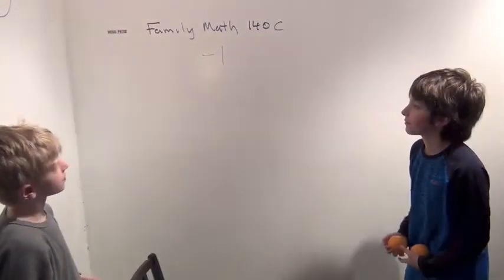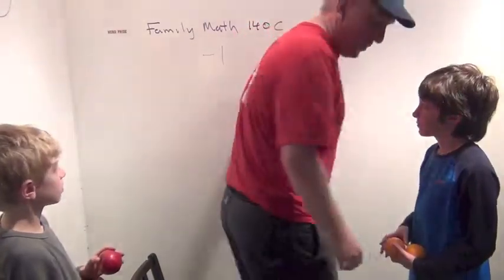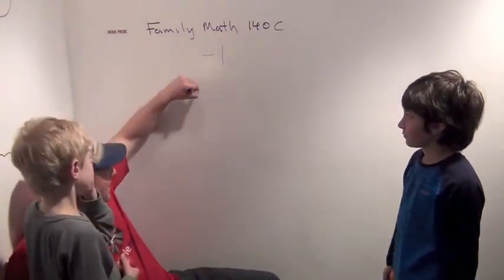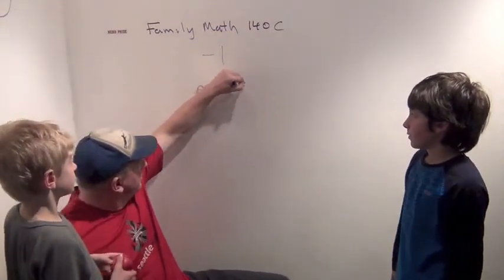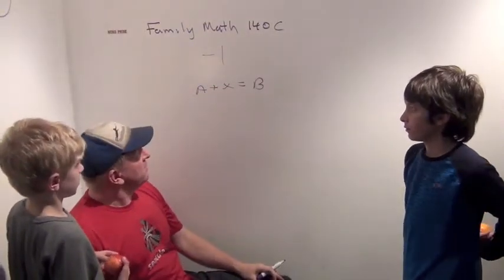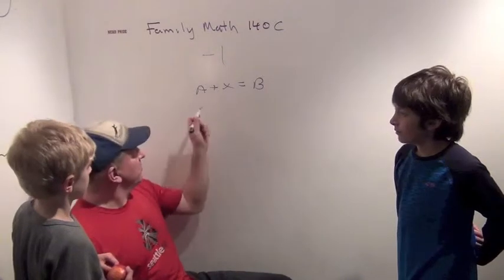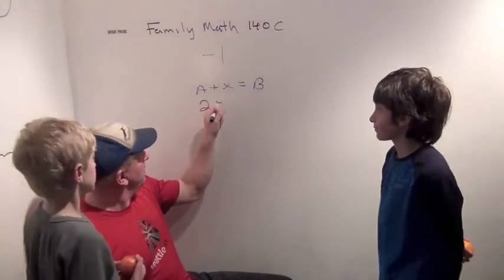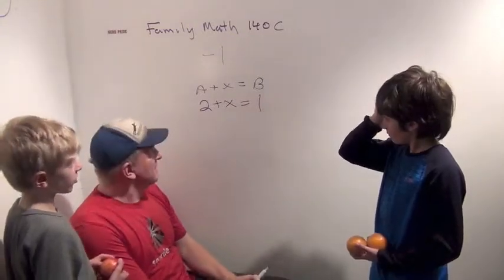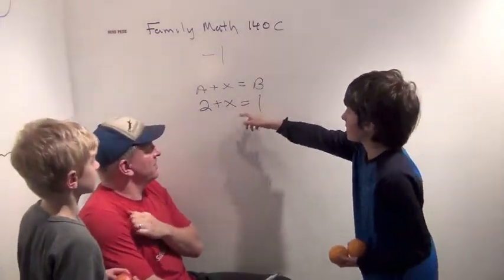Okay, so here's the next number I want to talk about. Minus 1. Now remember when I was talking about rings, I said A plus X equals B always has to have a solution? Okay, so here's an interesting problem. What about 2 plus X equals 1? This has to be negative then.